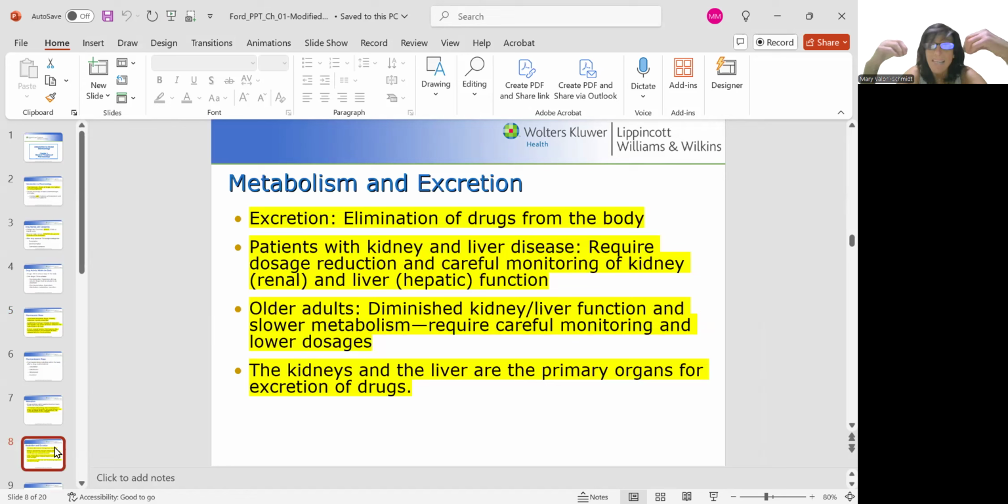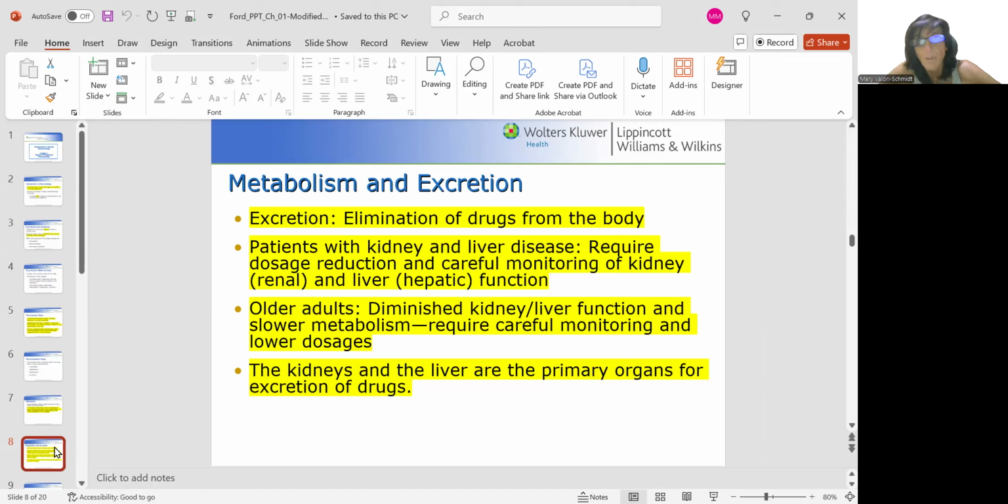And then we've got metabolism and excretion. Excretion means the elimination of whatever drug is left from the body. If you have a patient with kidney or liver disease, they usually will require a dosage reduction and careful monitoring of either their kidney, renal, or liver hepatic function. Remember, those two organs, your kidneys and your liver, are responsible for filtering your blood of toxins, so they're primarily responsible for the excretion of medications.